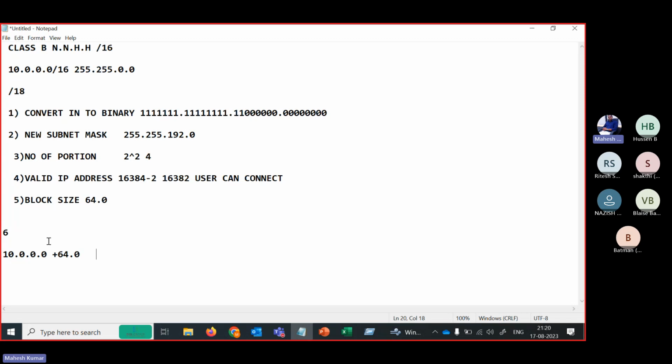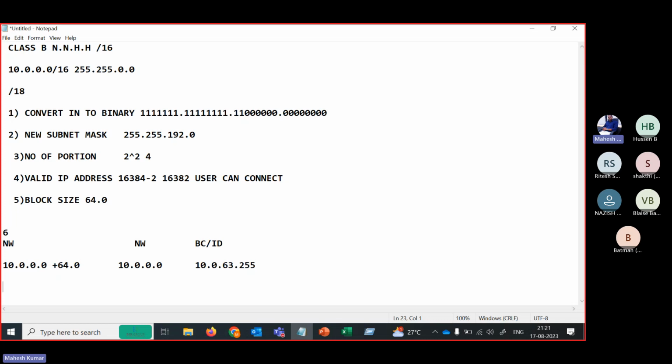And what will be our network ID? The network ID will be 10.0.0.0, and the broadcast ID will be 10.0.63.255. Okay, so this will become our broadcast.